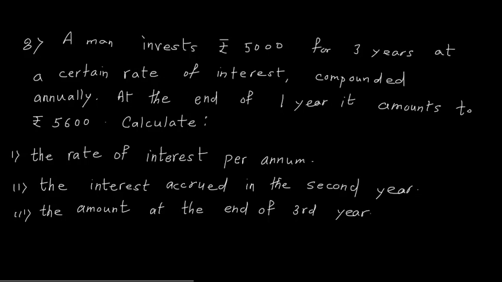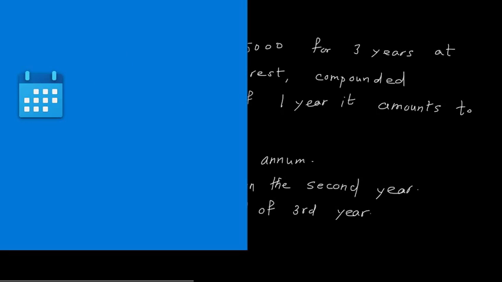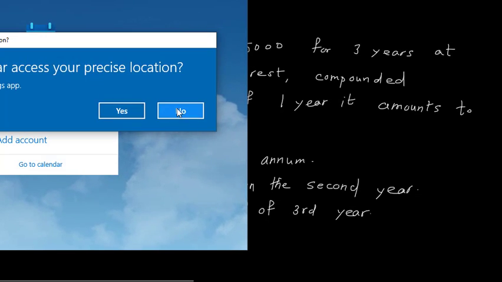Now here is the 8th problem. A man invests rupees 5,000 for 3 years at a certain rate of interest, compounded annually. At the end of first year, it amounts to rupees 5,600. We have to calculate the rate of interest per annum. So here, as you did in the previous problem, in the same way you can solve here. So let us calculate this with the help of calculator. You have to solve yourself.